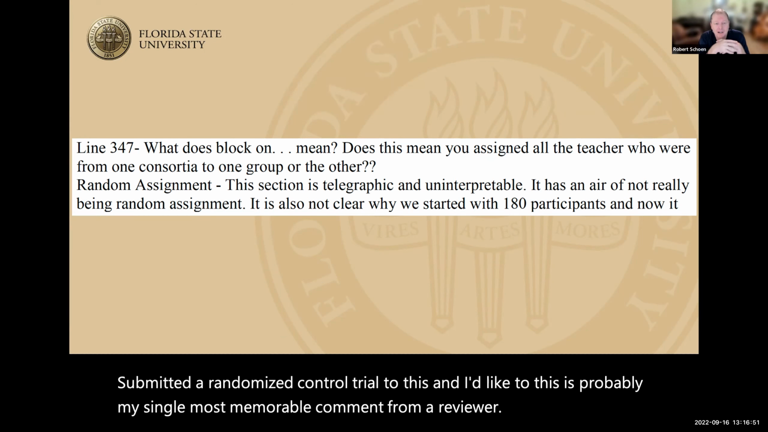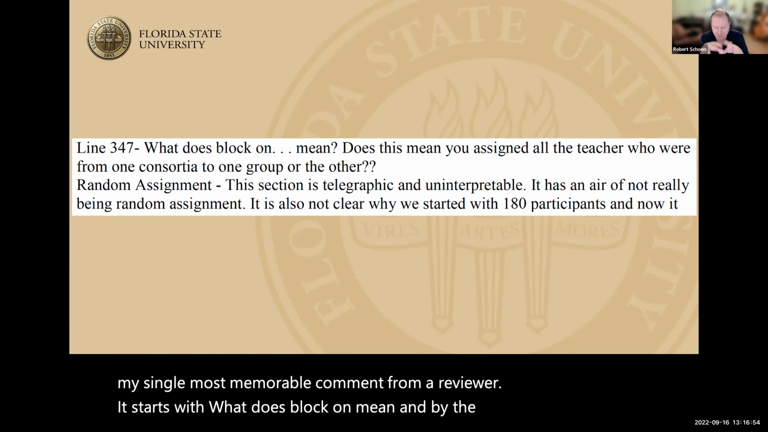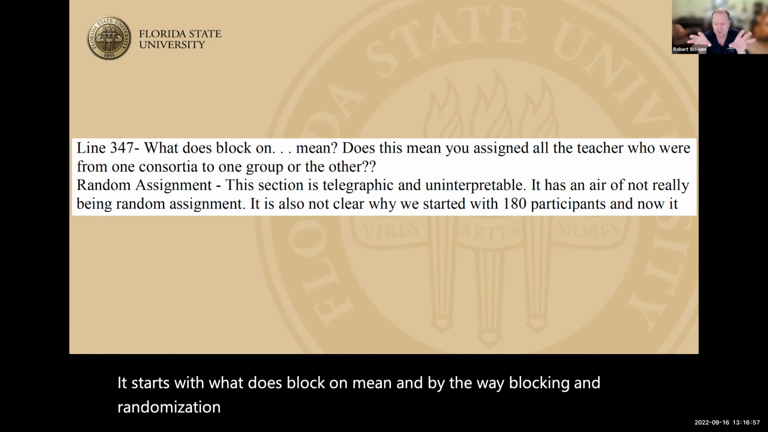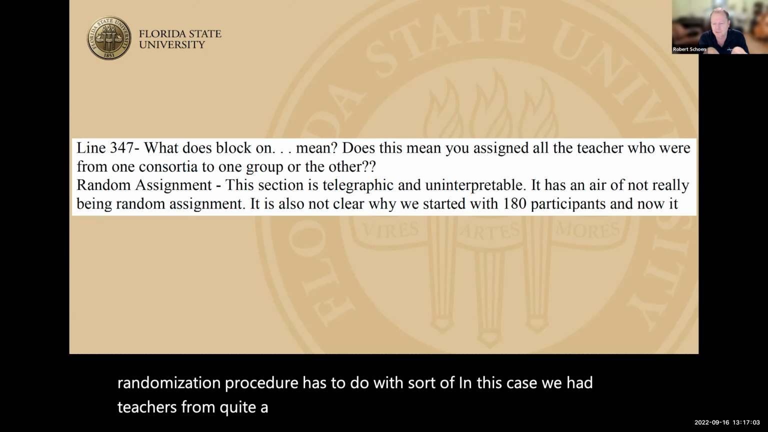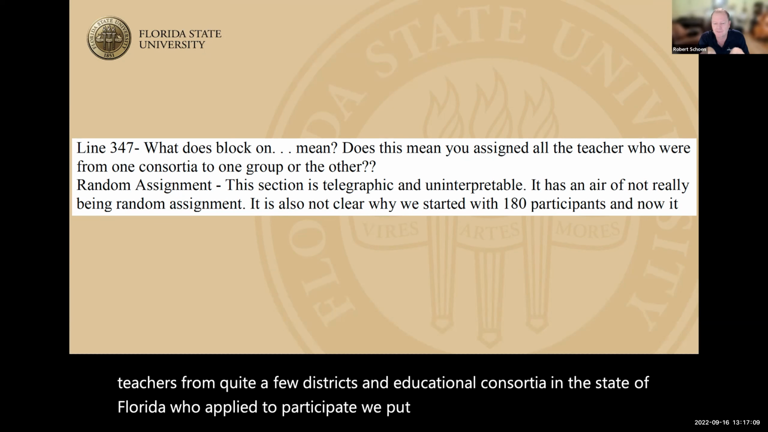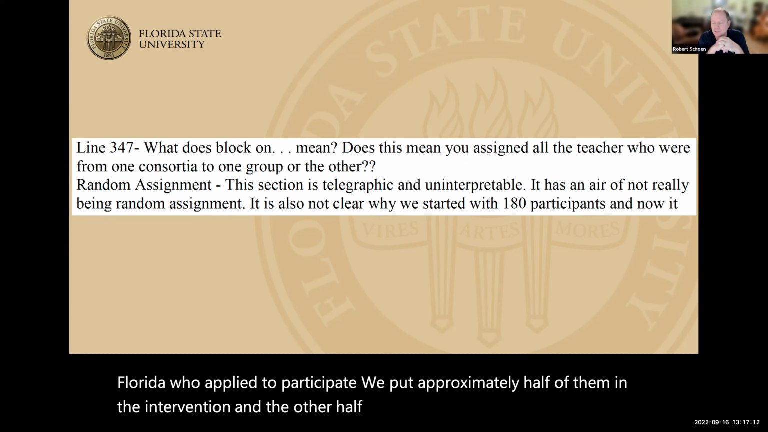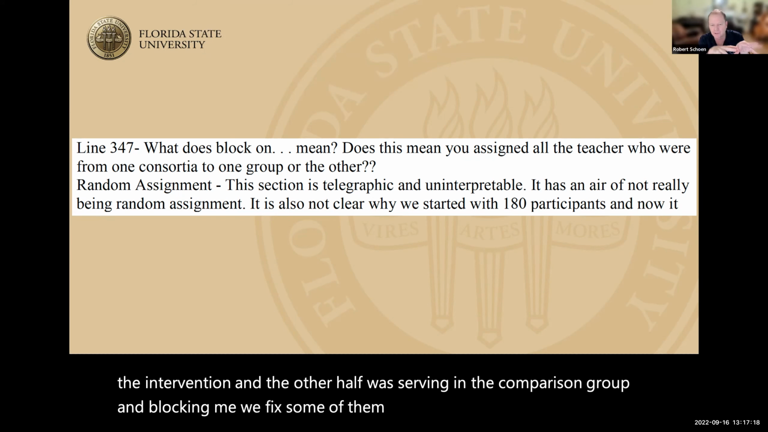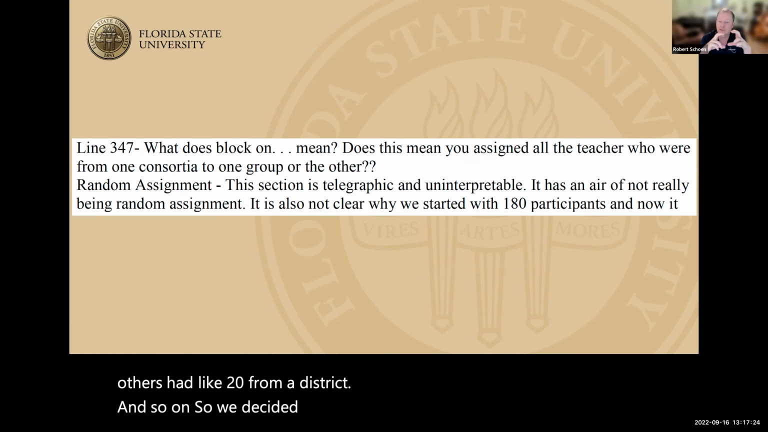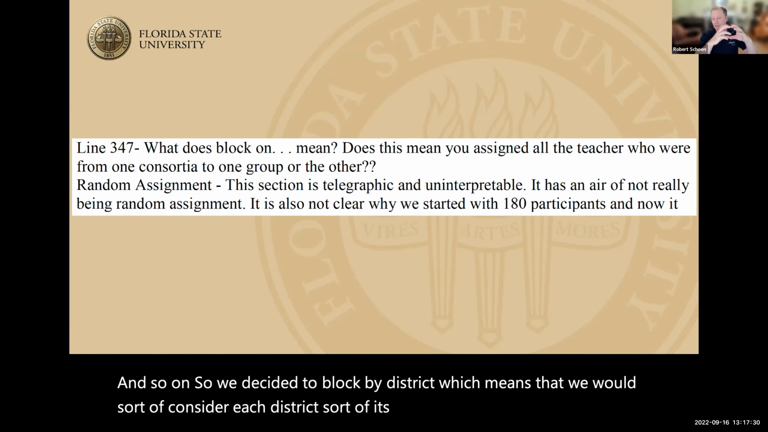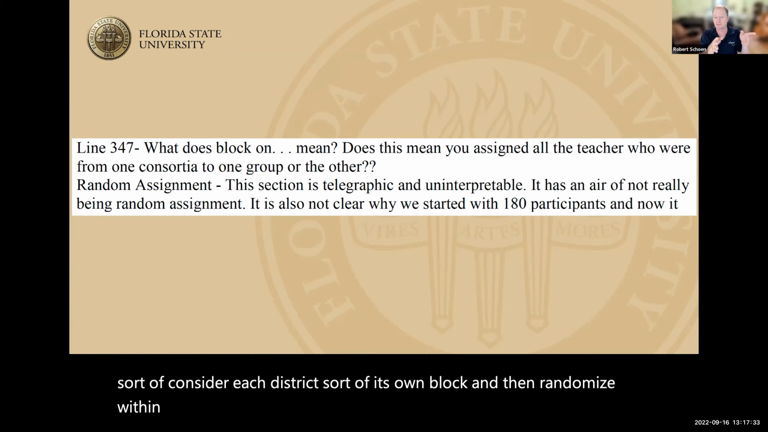It starts with, what does block on mean? And by the way, blocking in randomization procedure has to do with, in this case, we had teachers from quite a few districts and educational consortia in the state of Florida who applied to participate. We put approximately half of them in the intervention and the other half was serving in the comparison group. And blocking means some of them had only 4 from a district, others had 20 from a district and so on. So we decided to block by district, which means that we would consider each district its own block and then randomize within there roughly half of them to the intervention and half to the control group.